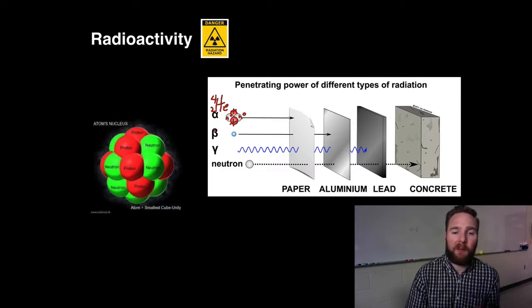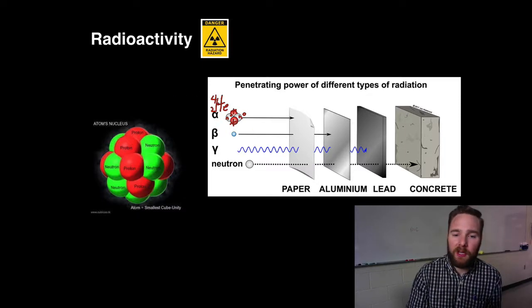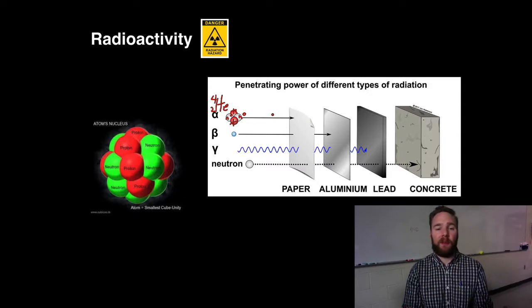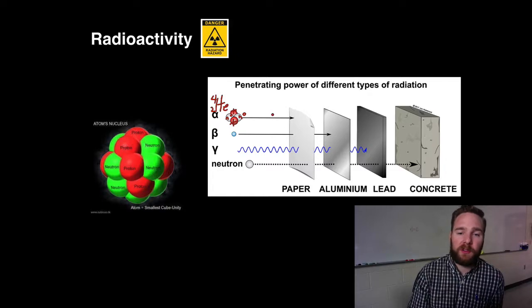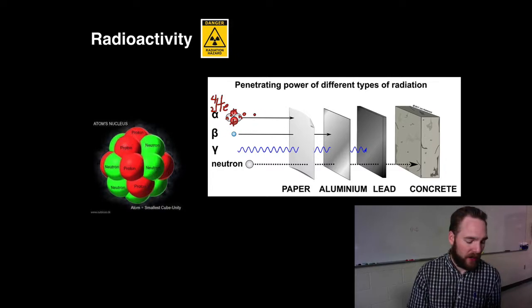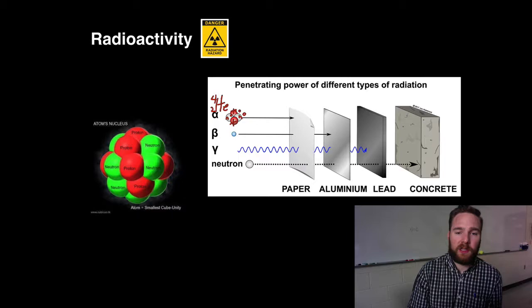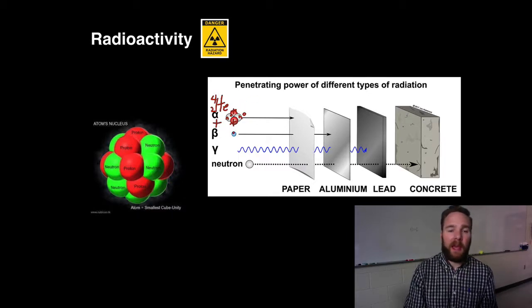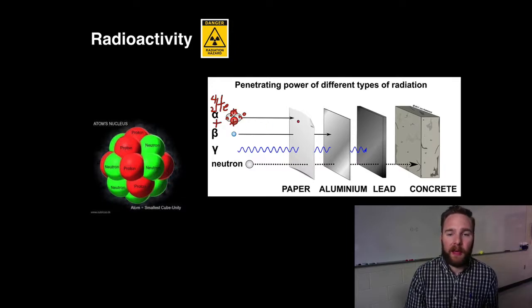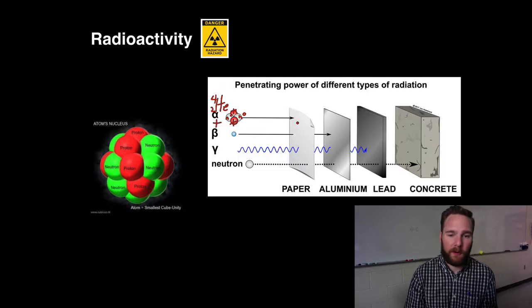So what do we know about this? We know that alpha particles have the weakest amount of energy. You see a piece of paper here, and alpha particles can't even penetrate a piece of paper. So again, make sure you know what their charge is. Alpha particles are also a positive charge particle. And in essence, it is a helium atom, and they have the lowest amount of energy. They can't penetrate even a piece of paper.